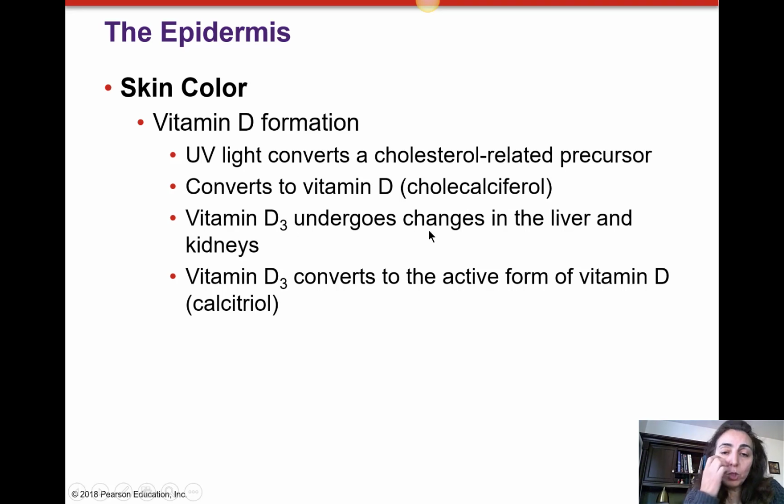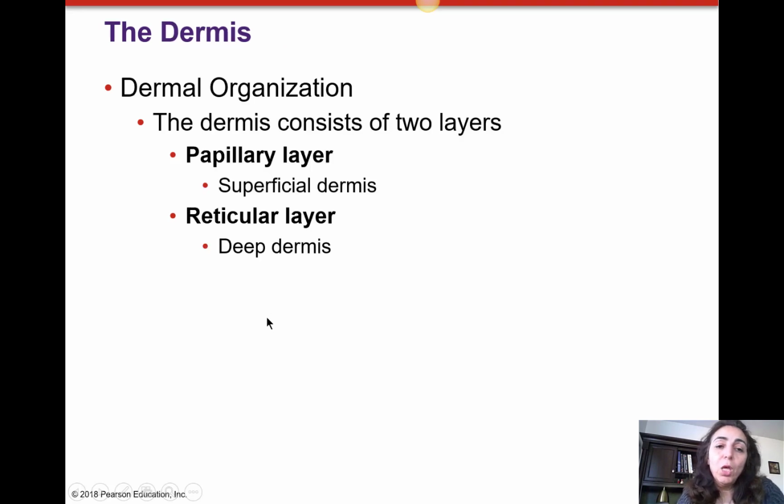Now, vitamin D3 undergoes changes in the liver and kidney, so it starts in the skin, then it has to go for more processing in the liver, and after that into the kidney, and then finally becomes the active vitamin D that can do its job. So vitamin D finally converts to the active form. That one is called calcitriol. So that was another of the jobs of the skin, and those are done inside the epidermis.